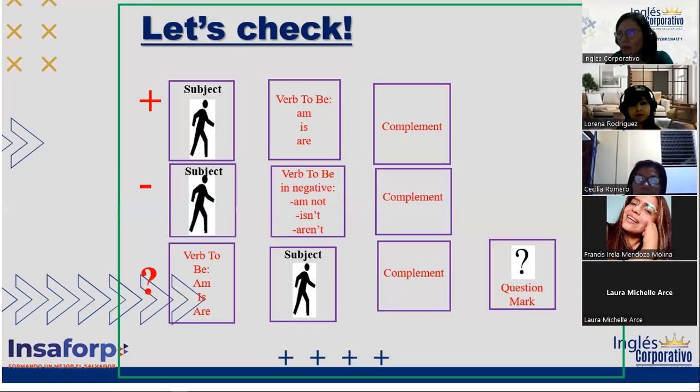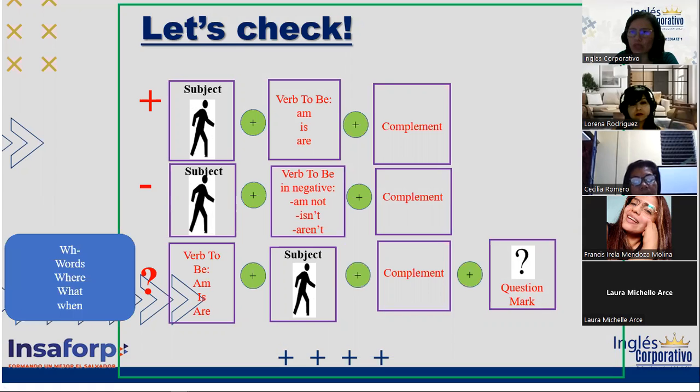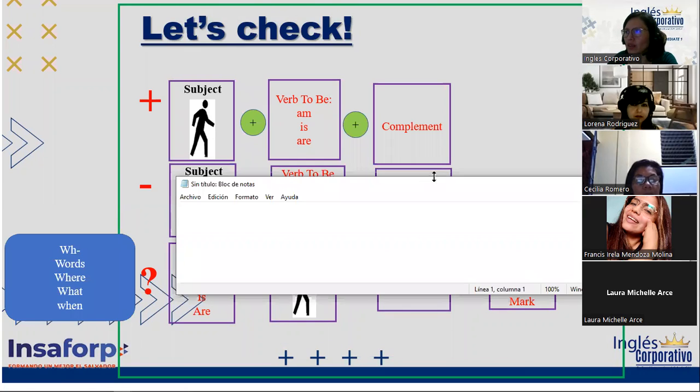Me voy a mover nuevamente a lo que estábamos ayer, ¿verdad? Entonces, yesterday I was explaining a little bit about the structure. Okay, and we can get different examples with these different structures. Okay, y vamos a hacer unos ejemplos en este momento. Veamos, ya vamos a pasar a los ejercicios, ¿de acuerdo?